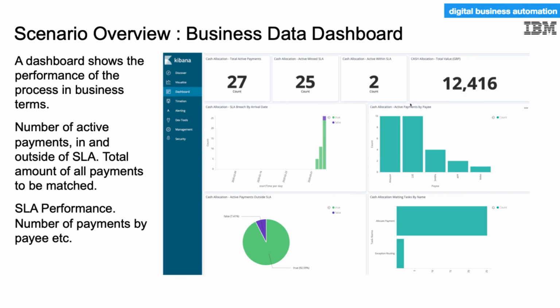So if that's our business process, what might we want to dashboard? So here's an example of one I created earlier. We might be interested in the number of active payments that we've got. We might be interested in the number that are inside the SLA or outside of the SLA. We might be interested in the total amount of payments we've got to process. We might want to see how quickly work is arriving and whether or not we're able to complete that work before the SLA expires. We might want to see the number of payments by payee, or where the different payments are in the overall process. But essentially any of the business data that we're carrying with the process, we can create dashboards against it.